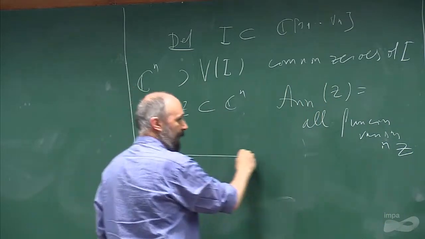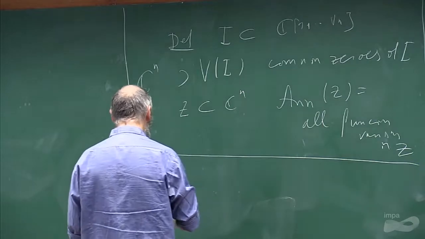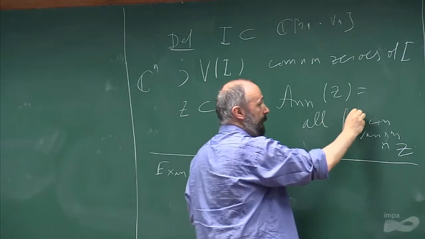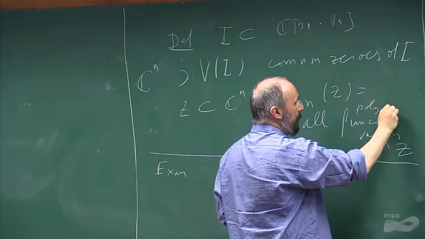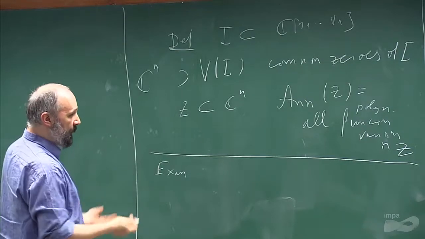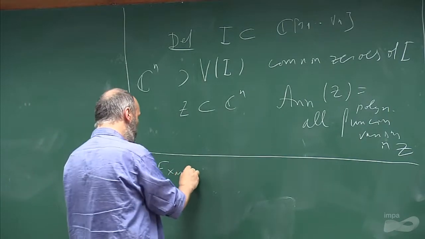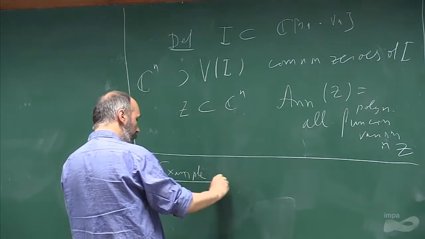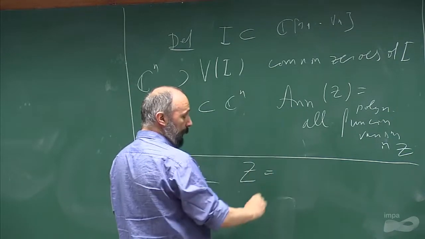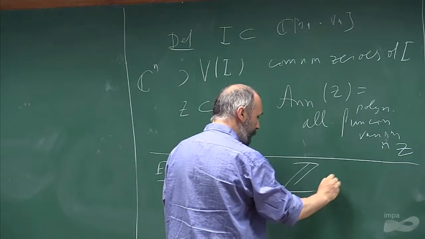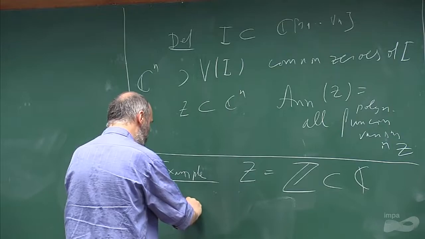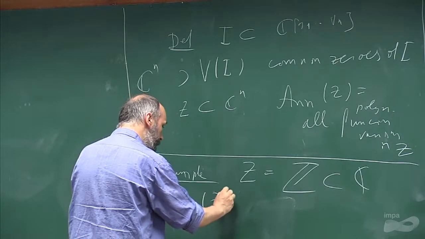Let me give you an example. Of course, polynomial functions. When I say function, I always mean what is called a regular function, which means the restriction of a polynomial. Example: let Z be just the set of all integers inside C. Can you tell me what is the annihilator of Z?